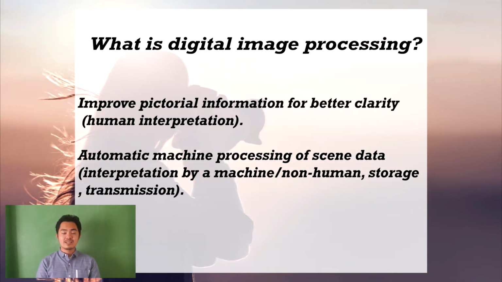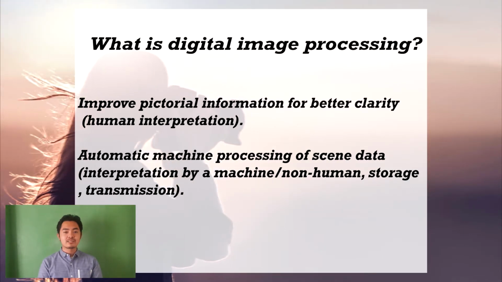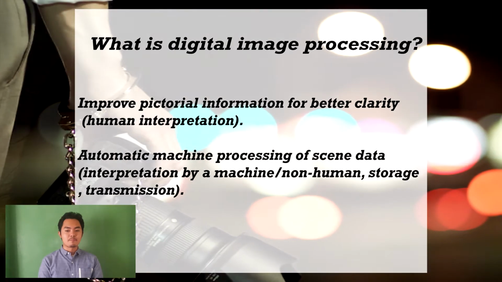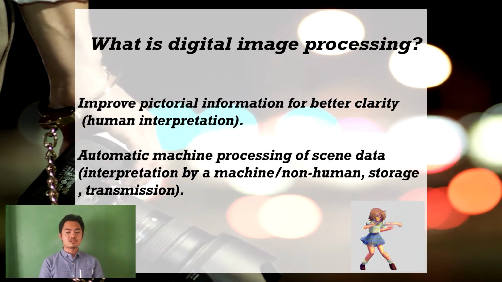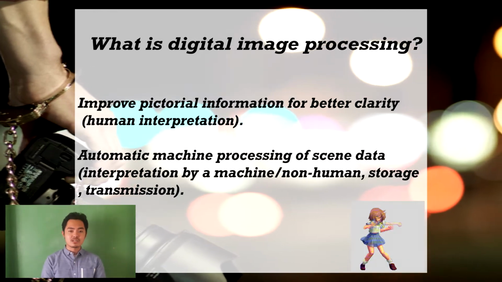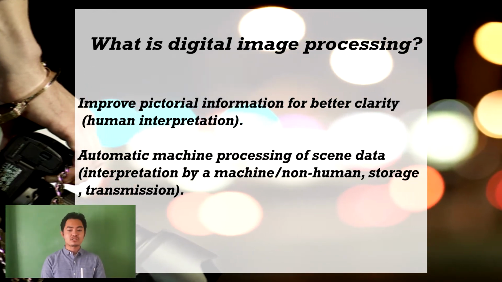What is digital image processing? It improves picture information for better clarity, and it is automatic machine processing of scene data. It's an interpretation by a machine, non-human storage and transmission.